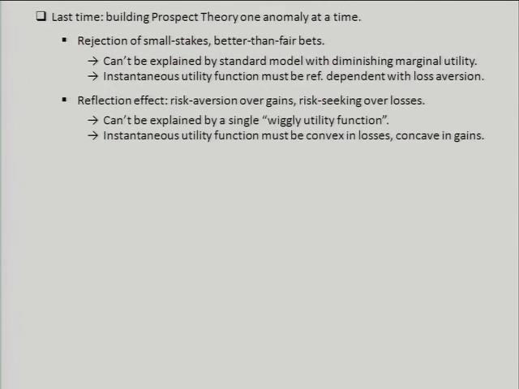And then we looked at another anomaly, which is the reflection effect, that people seem to go from being risk-averse to risk-seeking when you change the outcomes from being gains to losses. That people typically, by and large, seem to be risk-averse over gains and risk-seeking over losses.